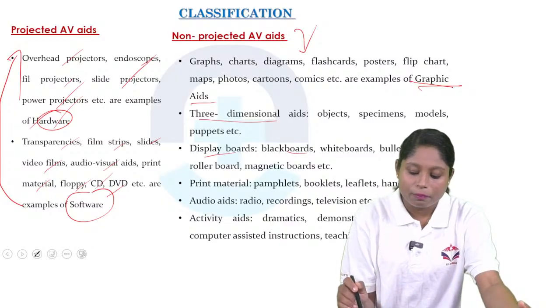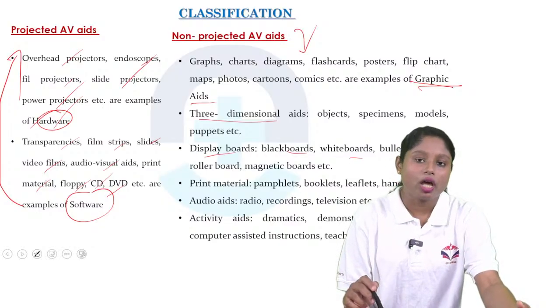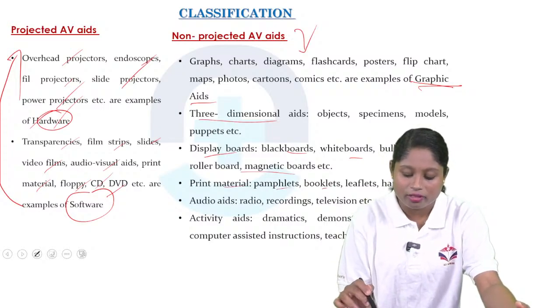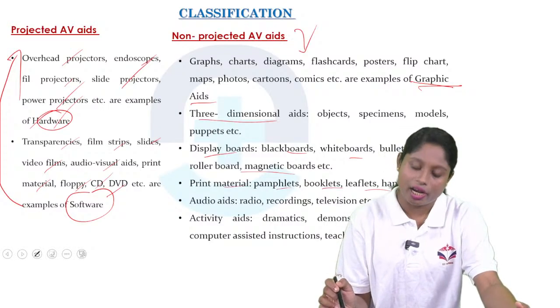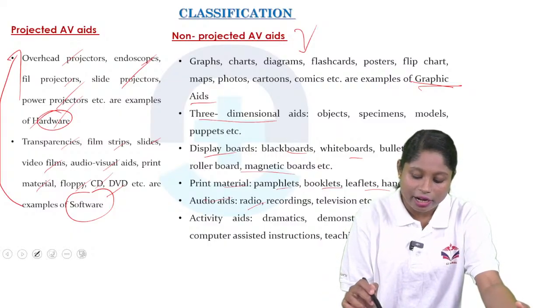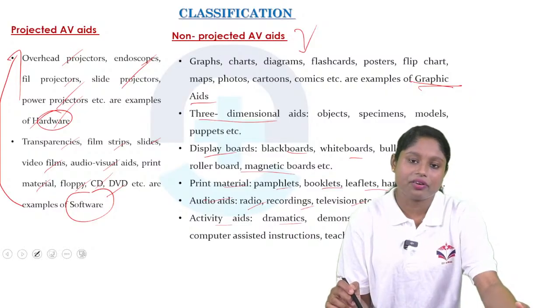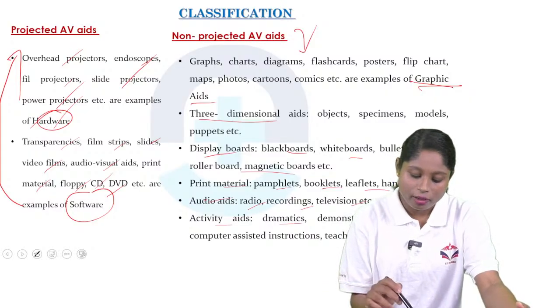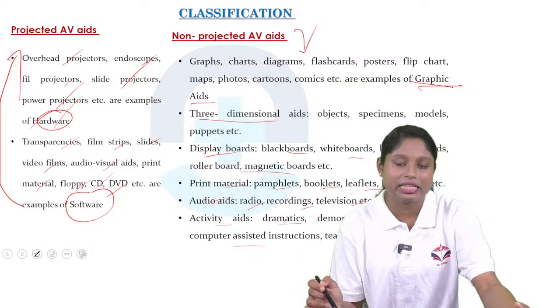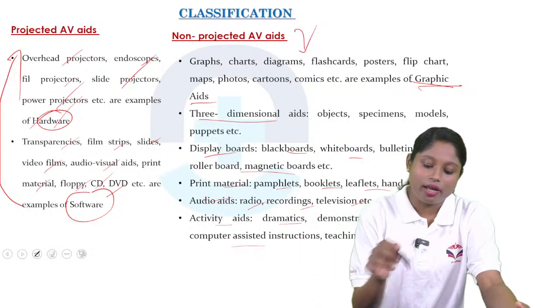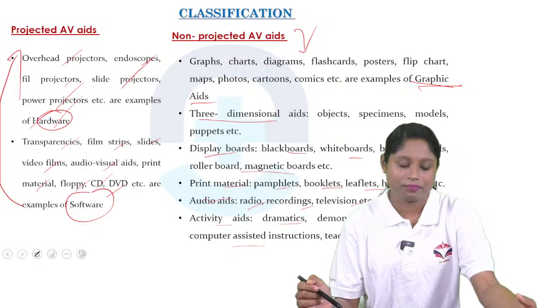Display boards: blackboard, whiteboard, bulletin board, roller board or magnetic boards. Print material like pamphlets, booklets, leaflets and handouts. Audio visual aids like radio, recording, television. Activity aids like dramatics, such as drama, demonstration, field trip, computer-assisted instruction and teaching machines. So these are the classification, projected and non-projected aids.